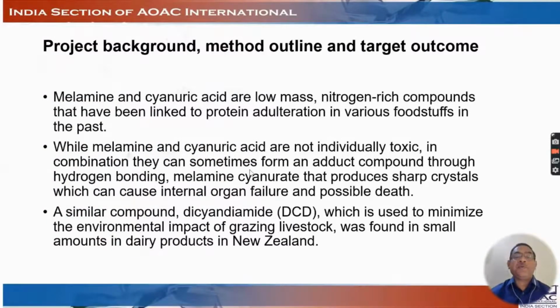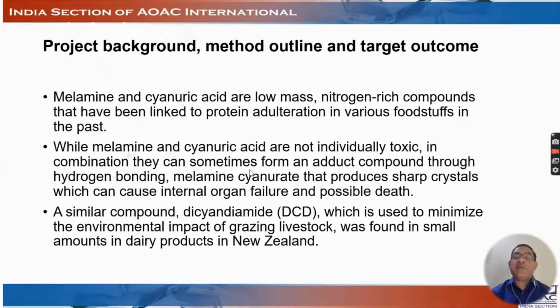A brief note about project background. You all are aware that melamine and cyanuric acid are low-mass nitrogen-rich compounds that have been linked to protein adulteration in various foodstuffs in the past. So always these came in the media and it created a havoc across the globe about the adulteration and the health hazard that melamine and cyanuric acid had created.